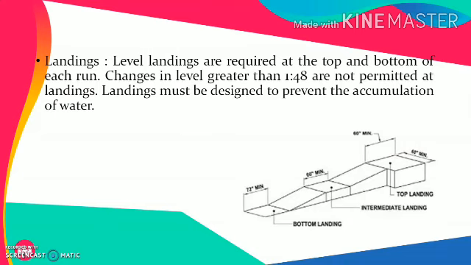Level landings are required at the top and bottom of each run, but they can even be provided at intermediate levels as shown in this figure. So it will have a bottom landing, then the first ramp run, then some intermediate landing, and another ramp run, and then another landing in the form of a top landing. Change in level greater than 1 in 48 is not permitted at landings.